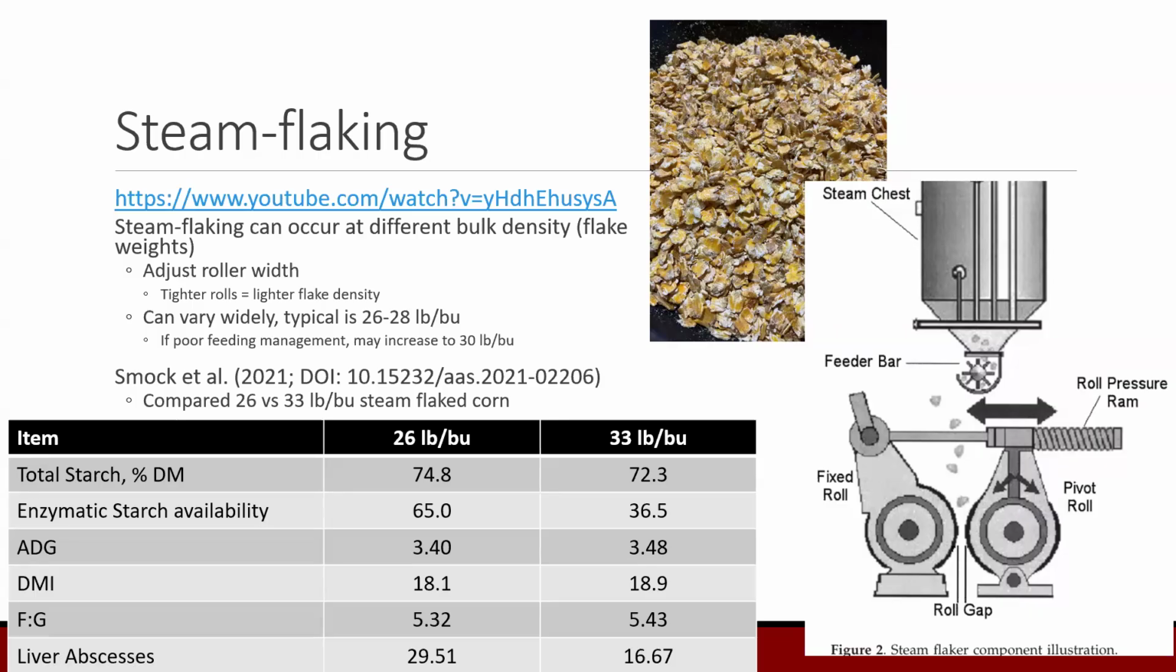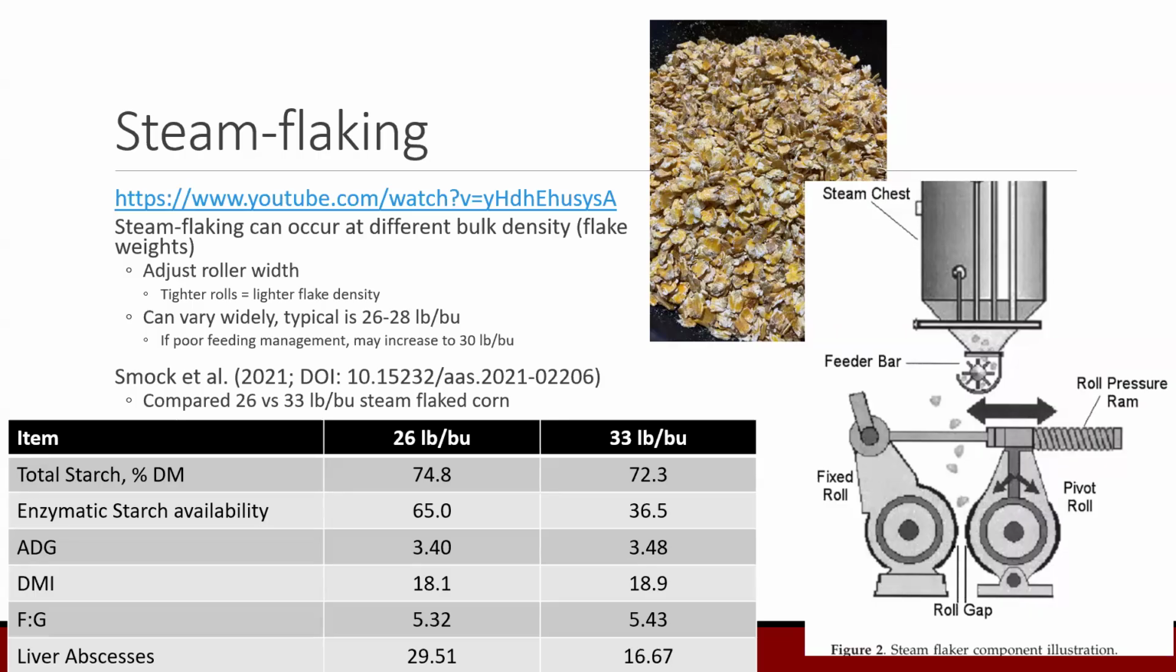After its steeping time, it'll roll out at the bottom of the steam chest into another roller mill. So that steam is going to reconstitute that grain, making it higher moisture. Then whenever it comes out of that steam chest, it's going to be rolled flat into a flake.